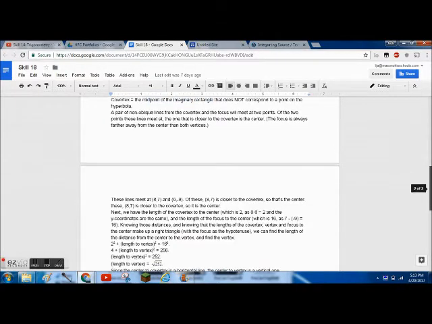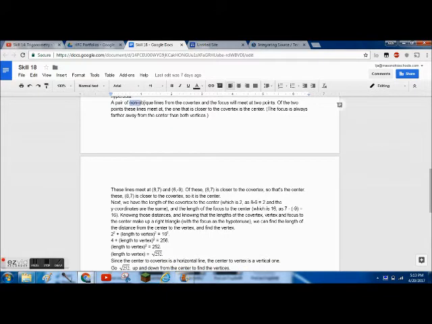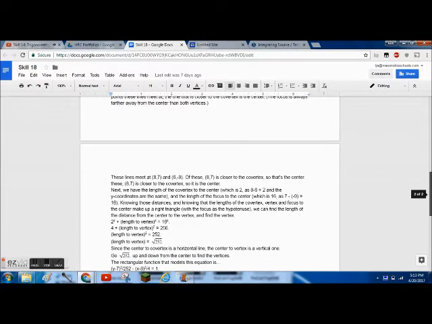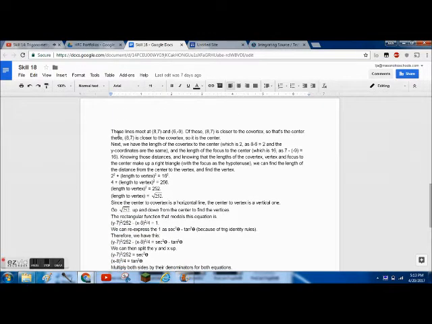hyperbola. A pair of non-oblique lines from the covertex and focus will meet at 2 points. Of these 2 points these lines meet at, the one that is closer to the covertex is the center. The focus is always farther away from the center than both vertices in a hyperbola. The lines meet at (8, 7) and (6, -9). Of these, (8, 7) is closer to the covertex, so that will be the center.